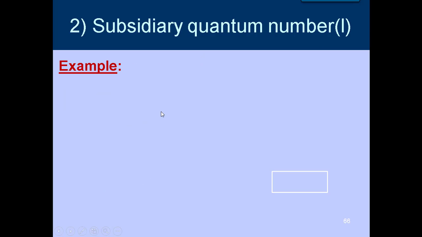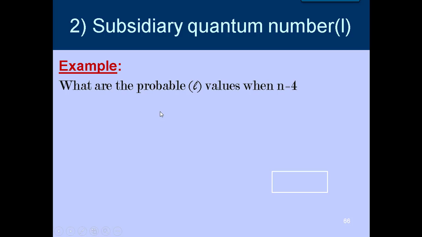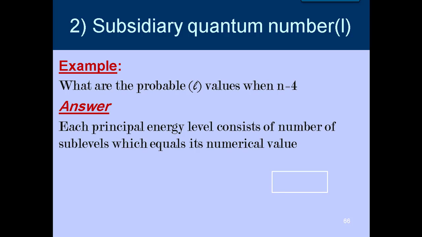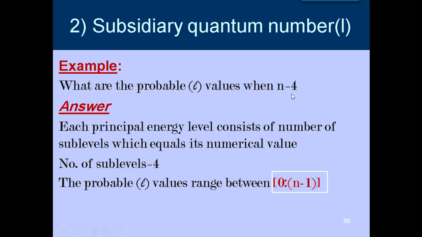Let's take an example. What are the probable subsidiary quantum number values when n equals 4? Of course, we know that the principal energy level consists of a number of sublevels equal to its numerical value. That means energy level 4 will have only 4 sublevels, in the range between 0 and n minus 1. So apply the rule, from 0 to 4 minus 1. So we have the range from 0 to 3. They are 0, 1, 2, and 3, which are S, P, D, and F.